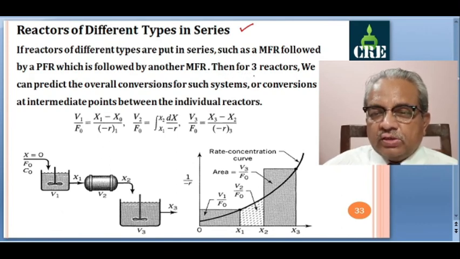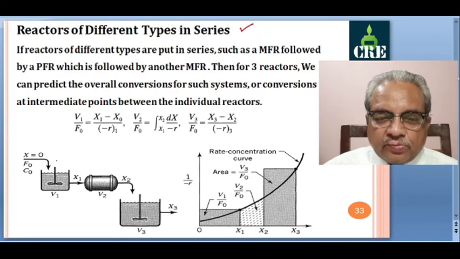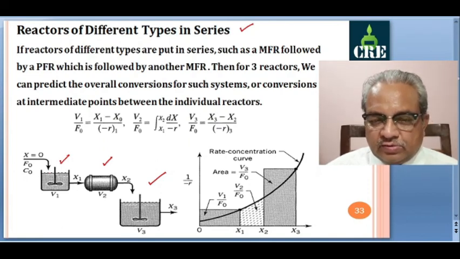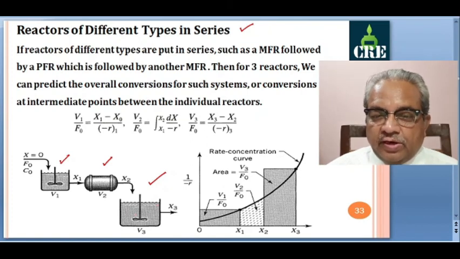So here we are considering only 3 reactors. We can predict the overall conversion for such systems or conversions at intermediate points between the individual reactors. So what are we considering? V1 mixed flow reactor, V2 volume of this plug flow reactor, then V3 of mixed flow reactor. Here you can see the 3 volumes are different. This mixed flow reactor is smaller, this mixed flow reactor is larger. You can reverse this order, you can place the larger first and this in the end. Overall performance will be different.